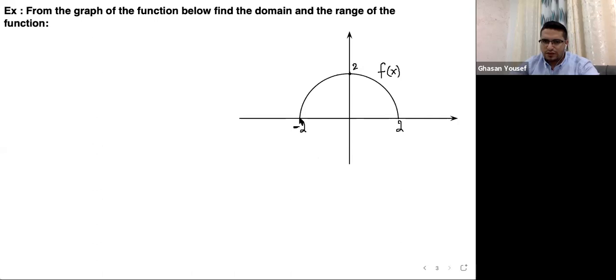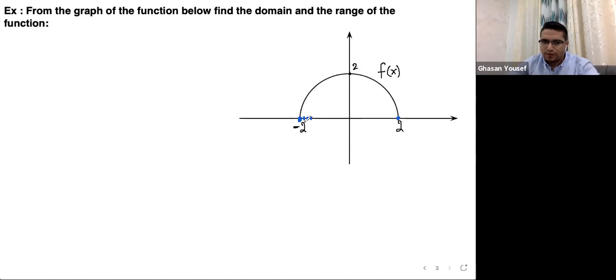If we start at this point, -2, what is the y value at -2? It is 0, exactly. So we use the -2. So the -2 is included in the domain. What about the 2? What is the y value at 2? 0, correct. So we use it. And all points between -2 and 2 are used.